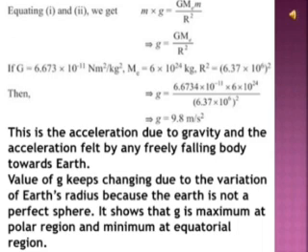The value of g keeps changing due to the variation of Earth's radius, because the Earth is not a perfect sphere. The radius of the Earth increases from the poles to the equator. It means that if R is more, g is less, or if R is less, g is more. This relation is inversely proportional. So the value of g is maximum at the polar region and minimum at the equatorial region.